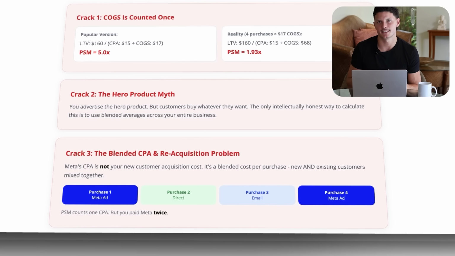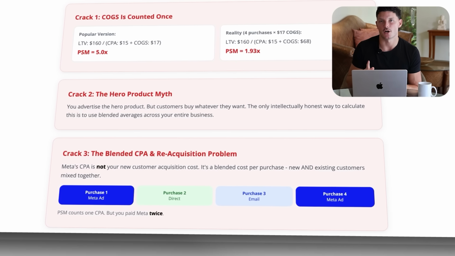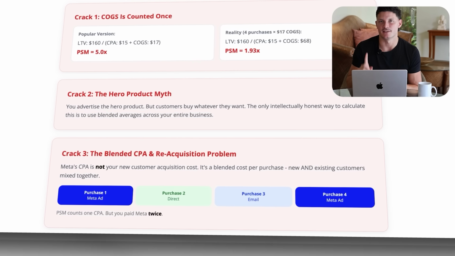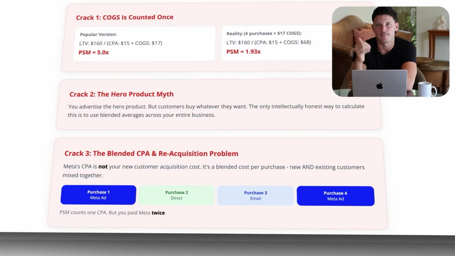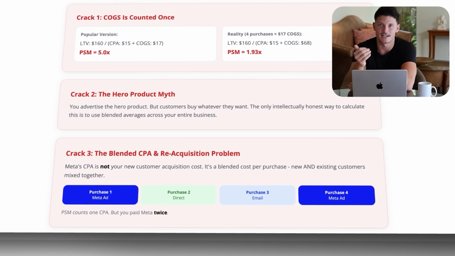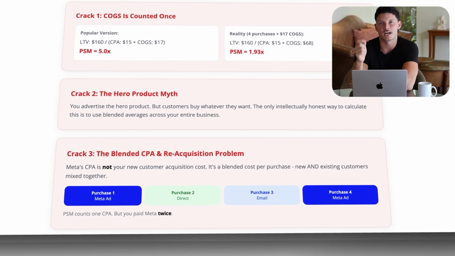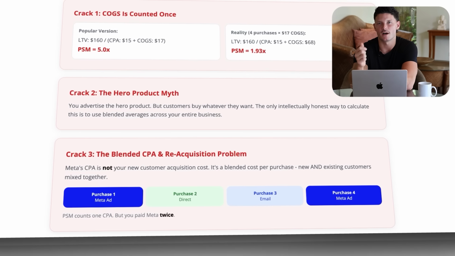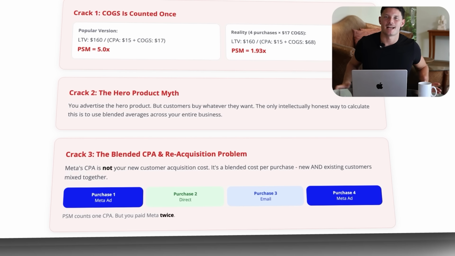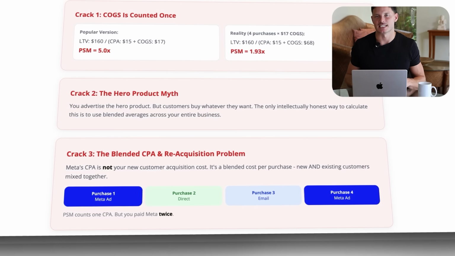PSM, as it's calculated, takes the LTV of all 4 purchases, but only accounts one CPA in the denominator to generate the customer's lifetime value. The true cost to Meta is actually greater than what's attributed, making the margin appear much larger than it actually is. This single issue breaks the formula's integrity. You are dividing a lifetime of value by a cost that doesn't represent the full investment required to generate that value. It's comparing apples to oranges, and the result is a dangerously inflated sense of profitability.